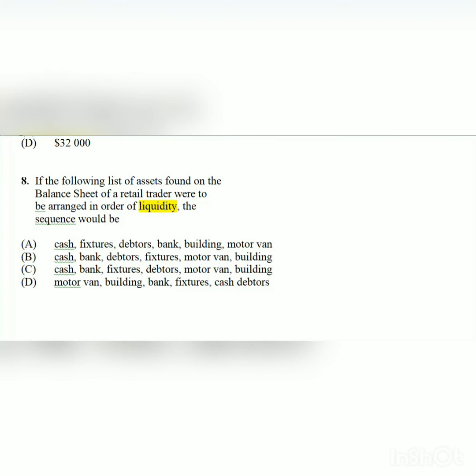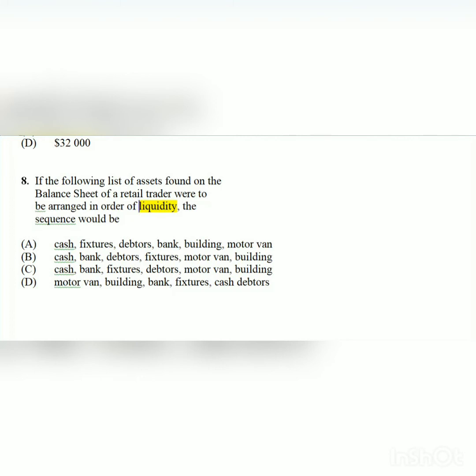We have option A, cash, fixtures, debtors, bank, building, motor van, right? Then we have option B, cash, bank, debtors, fixtures, motor van, motor vehicle. So we have option C. So we're looking at all the options first. Cash, bank, fixtures, debtors, motor van, and building. Then we have option D, starting with motor van, building, bank, fixtures, cash, and debtors.